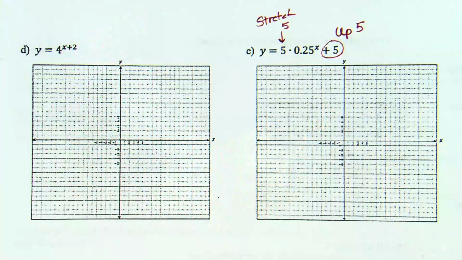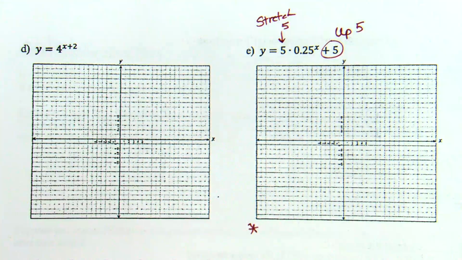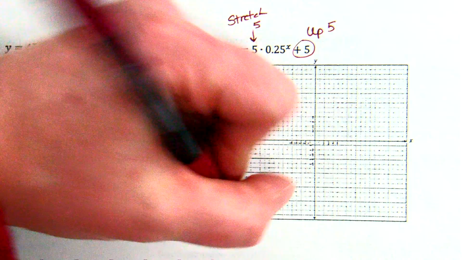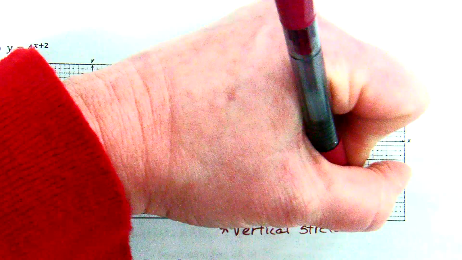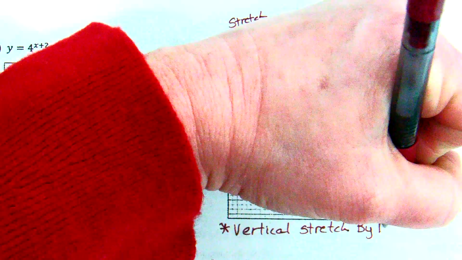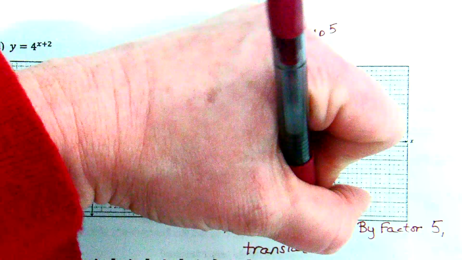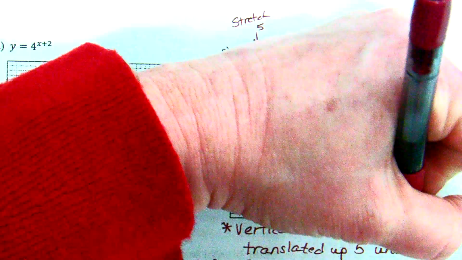We're also moving this graph up 5, and then that 0.25 to the x is just your base function here. Okay, so first of all, I'm going to write down the pieces we just said: the fact that there's a vertical stretch by a factor of 5, and that we're going to translate this up 5, and then we're going to get to work on it. Let me finish writing mine. Vertical stretch by a factor of 5, translated up 5 units.